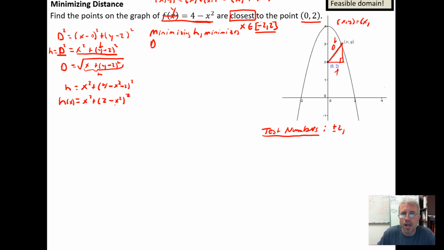And then remember, we find other test numbers by finding the derivative of what we're trying to minimize. So because minimizing h minimizes d, we're trying to minimize h. So we're going to take the derivative of h. So h prime is equal to 2 times x plus, here I have a function composition, so I'm going to use the chain rule, bring the 2 down, 2 times 2 minus x squared, reduce the exponent by 1 to get the first power here, times the derivative of the inside function, which is negative 2x.